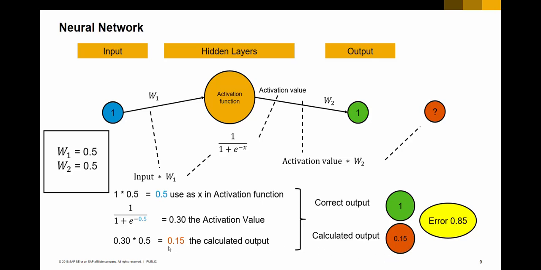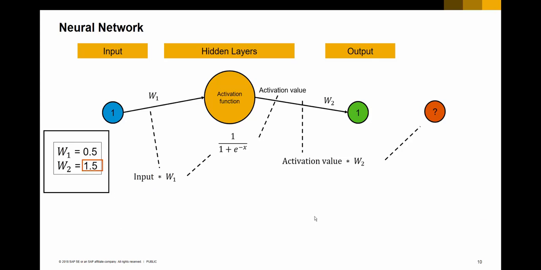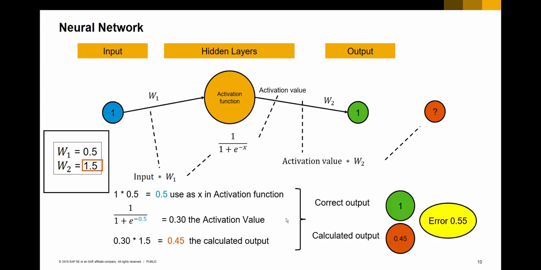So probably, since we are multiplying with a weight, we should try a weight with a higher value. If we make the value for weight 2 be 1.5, we can do the same math. The last step now is that we are multiplying the 0.3 with 1.5, which gives 0.45, and now we have an error of 0.55.